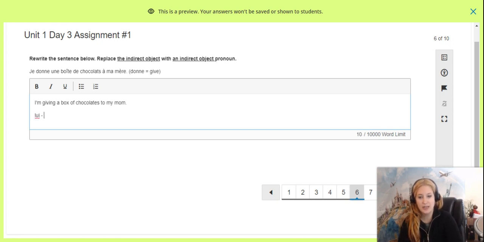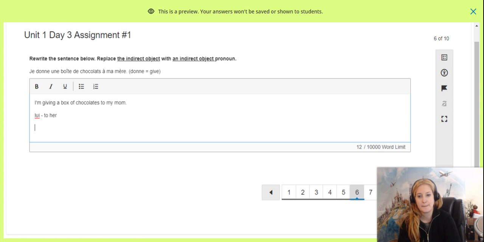To her is lui. So that's an indirect object pronoun. And then we have to count the verbs. Je donne une boîte de chocolat à ma mère. I'm giving a box of chocolates to my mom. One verb, giving. So lui is going to go in front of that. Je lui donne une boîte de chocolat.